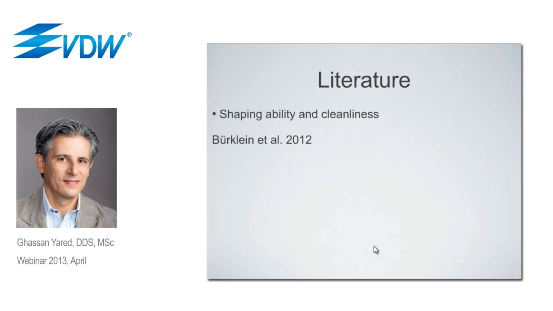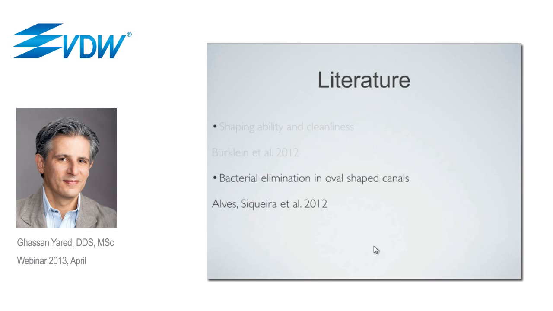Now, there are many papers right now that have been published on single file reciprocation that show the shaping ability and the cleanliness of canals, canals that were treated with either the Reciproc instrument or the WaveOne. So there are no issues at all. They are comparable, at least comparable to continuous rotation.